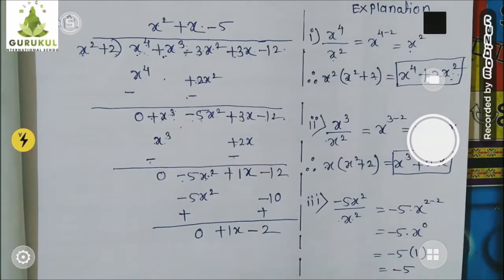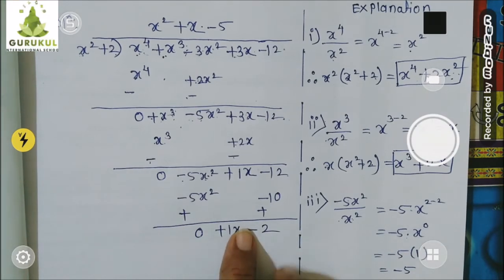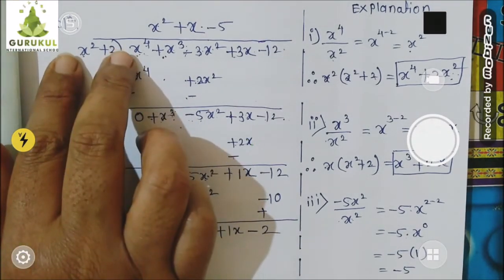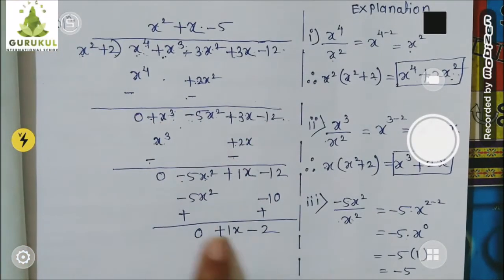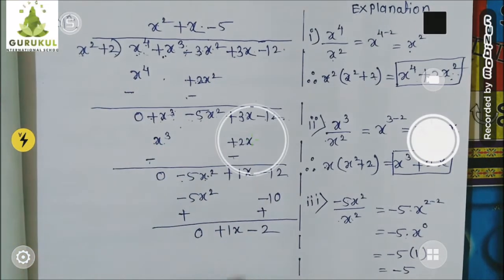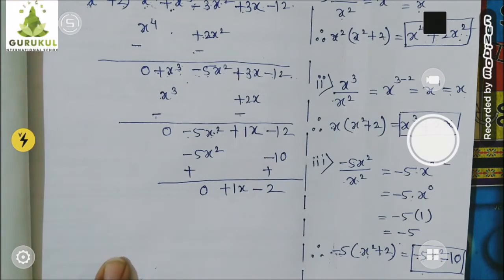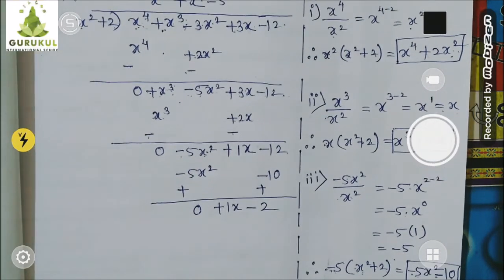Again check the remainder polynomial's degree. What is the degree of the remainder polynomial? 1. And what is the degree of the divisor polynomial? 2. So the remainder polynomial's degree is smaller than the divisor polynomial's degree, and that's why we will stop over here. You have to write down the quotient and remainder. And this example is over. Thank you.